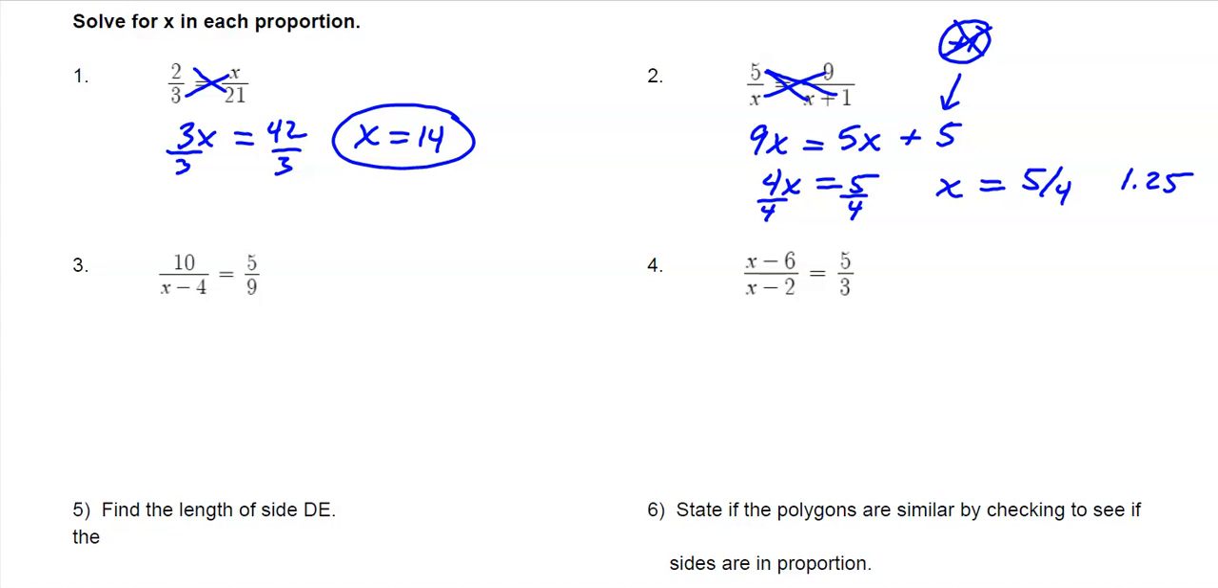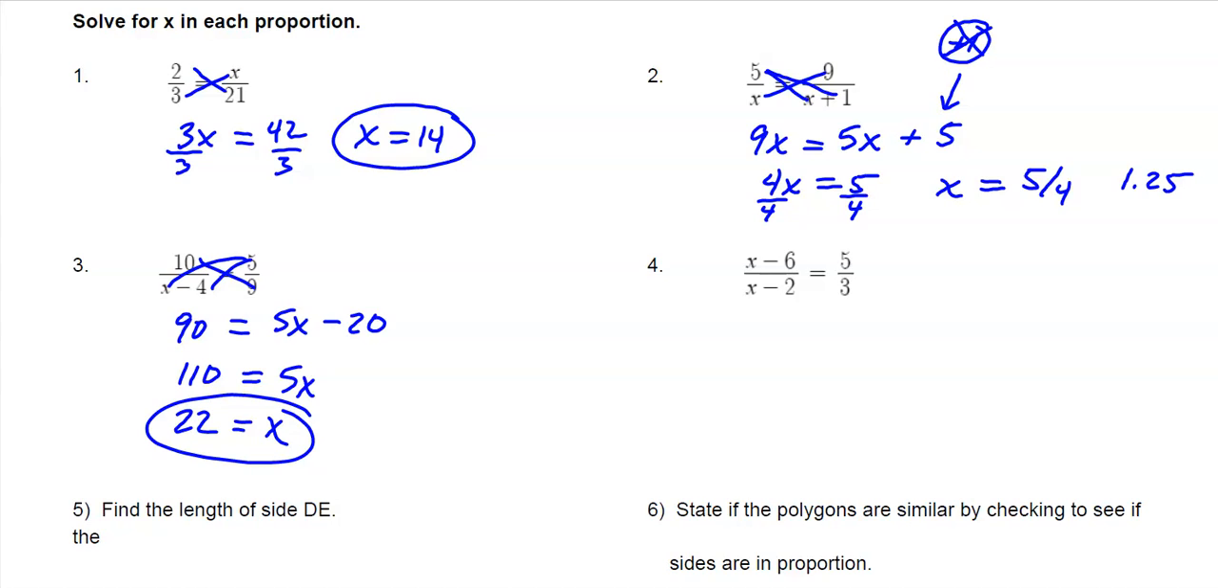Number 3, 10 times 9 is 90. Got 5x, subtract 20. And I'm going to add 20 to both sides. So we get 5x equals 110. Divide, and looks like 22 for number 3.